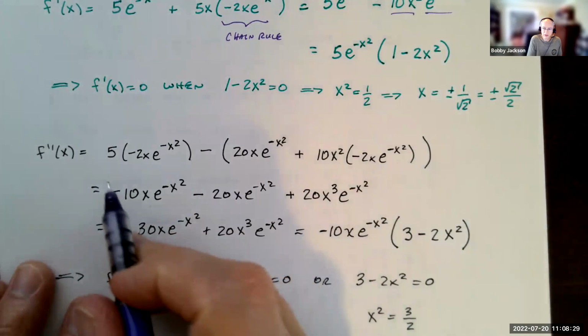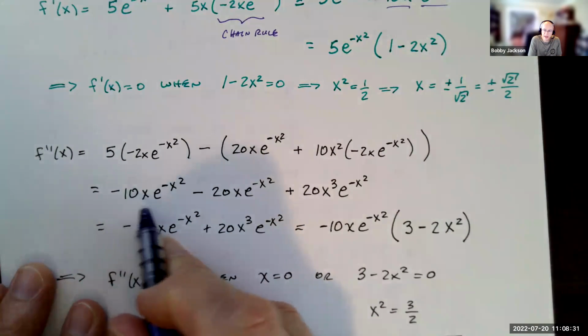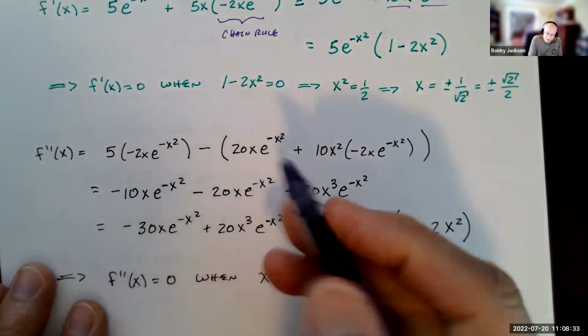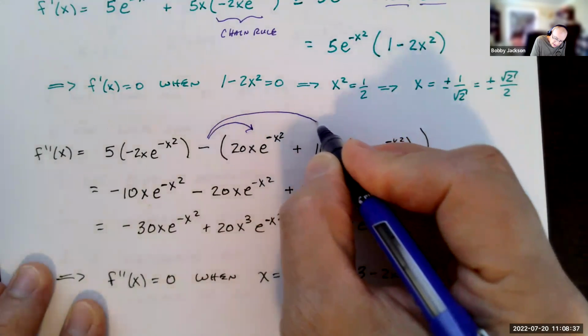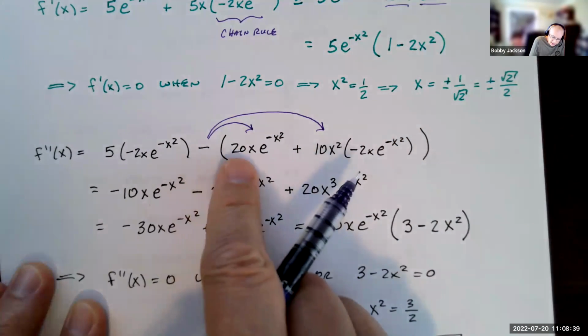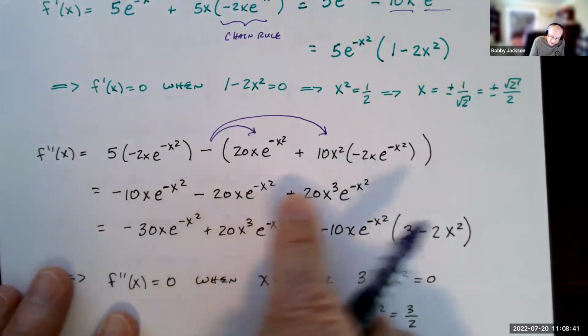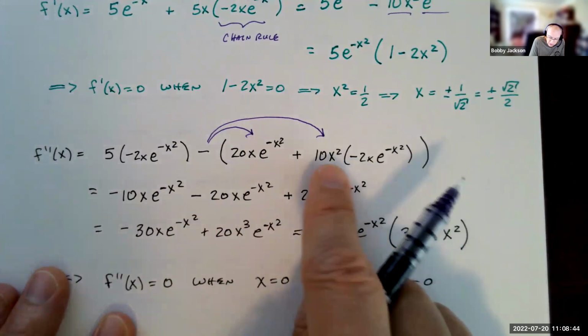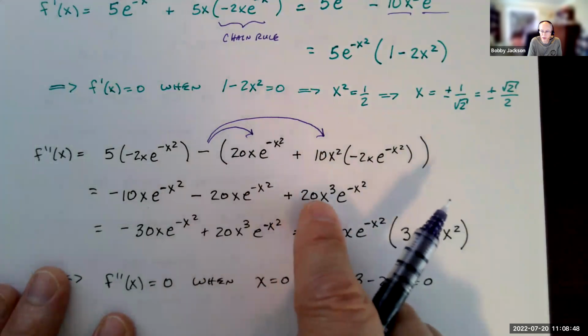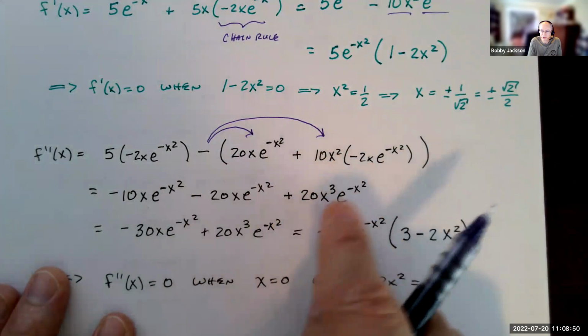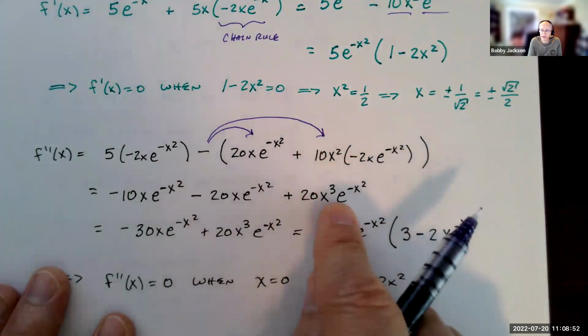Clean this up a little bit. 5 times negative 2 gives me negative 10. And then I distribute the negative sign through. So I've got to multiply this thing by negative 1 and this thing. So this is easy, negative 20x e to the negative x squared. And then here I've got negative 2 times 10. That's negative 20, times that negative is positive 20. X squared times x is x cubed, e to the negative x squared.